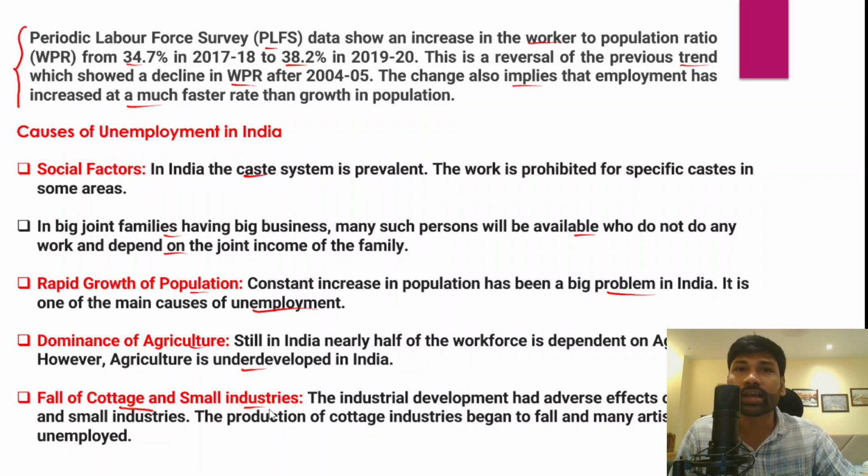Very often MSMEs lack access to institutional credit. Employees in the MSMEs are not adequately skilled. There is a lack of infrastructure, lack of adoption of technology. That has been forcing these MSMEs to either reduce their production, or over a period of time they shut down their units. So all these factors have been leading to increasing levels of unemployment.